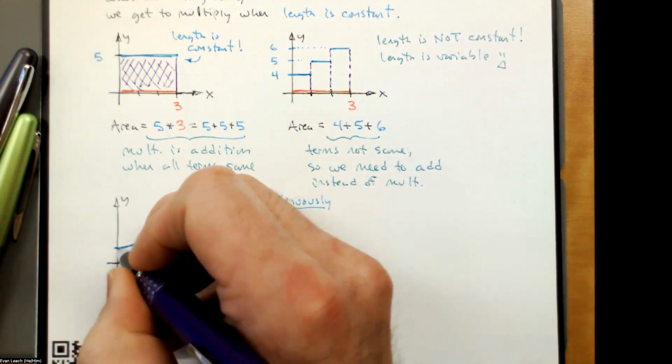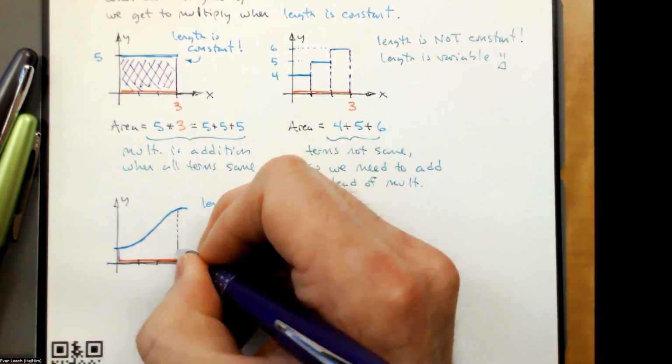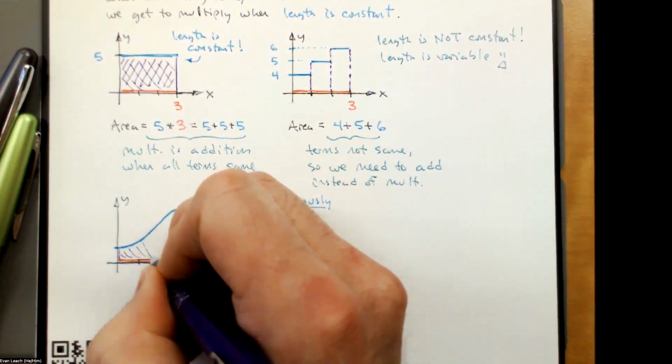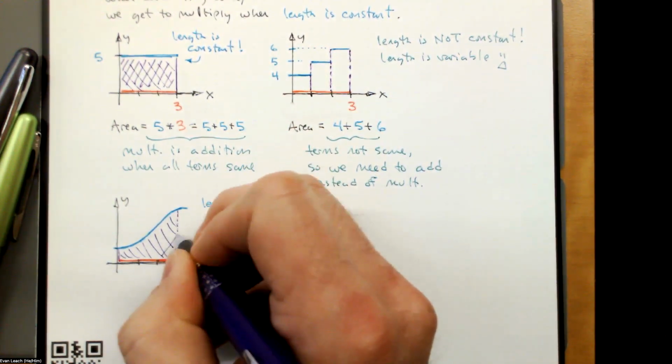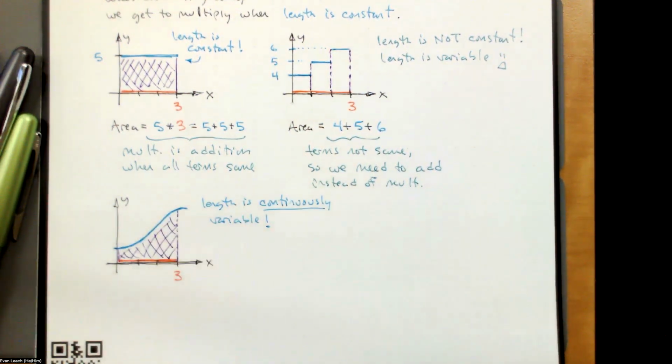In this case, we still want the area, but now the length is continuously variable. It's not just 4 for a while, then 5 for a while, then 6 for a while. When it looked like that, we could just use addition. But now it's whatever this value is down here. It's only 5 for one real number. Or sorry, it's a length of 5 for a width of 0.